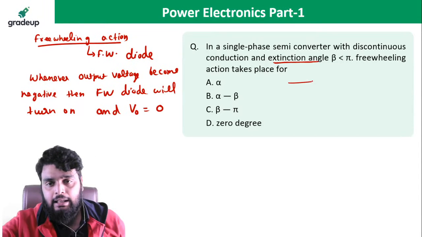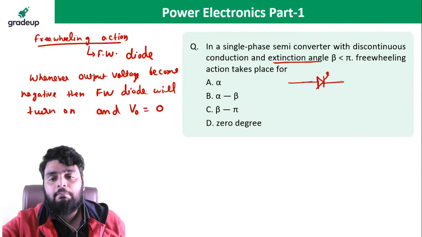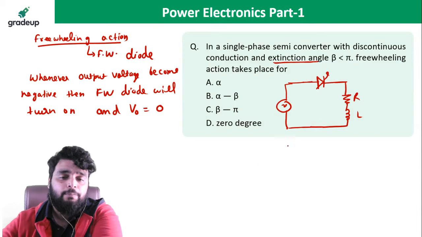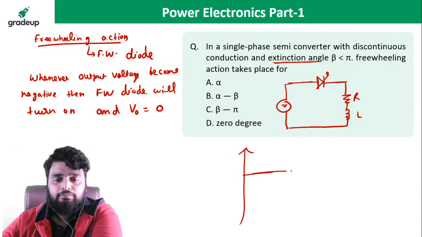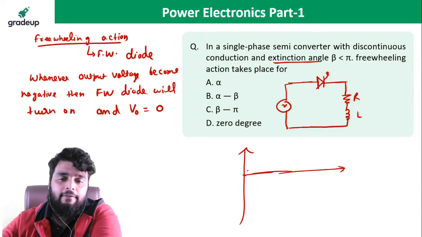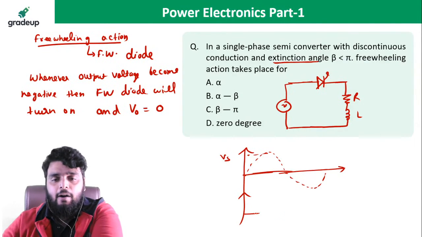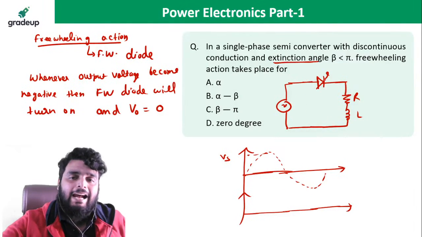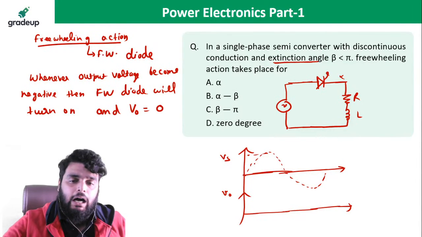Okay, for example, I am taking a simple single phase half wave rectifier. Okay, like this. This is a single phase half wave rectifier. This is RL load. So see very carefully. I have a source voltage, this is my source voltage Vs. Okay. Now, what will happen? Let us suppose you fired the circuit at alpha. When you fire the circuit at alpha, first of all, I will draw the waveform of output voltage.